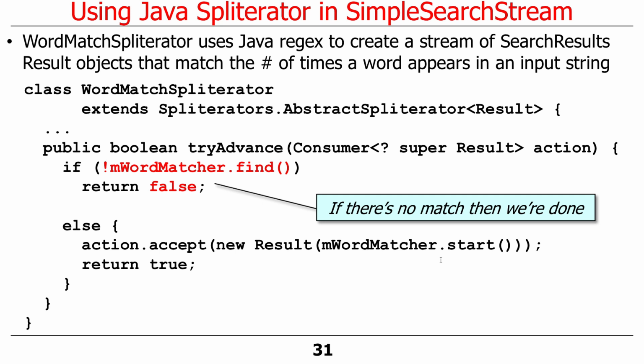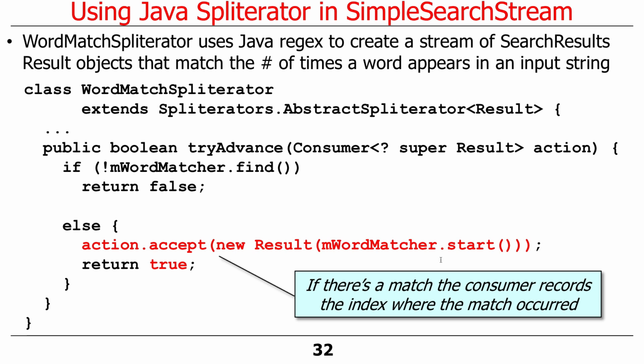There are no more matches to be found. There may never have been a match to find at all, but we know that there's no more. So if we get a false here, we just return false. That says to the streams framework, we're done. Don't do anything else. Finish with what you had at this point, if anything. However, if find does not return false, that means there was a match. And then we simply say, hey, word matcher, where did that match start? Tell me the index where that match began.